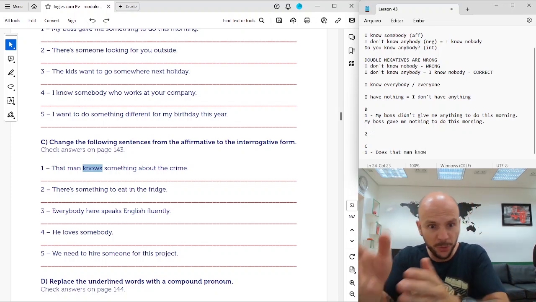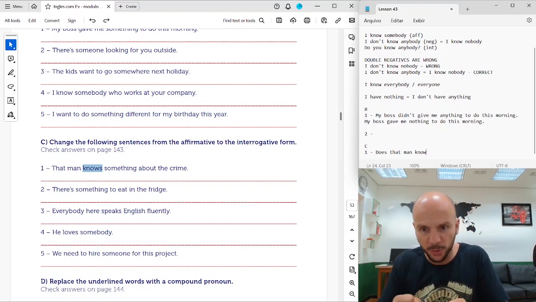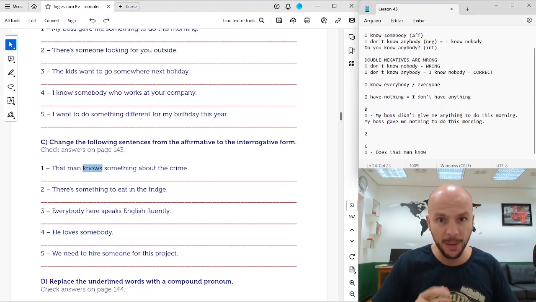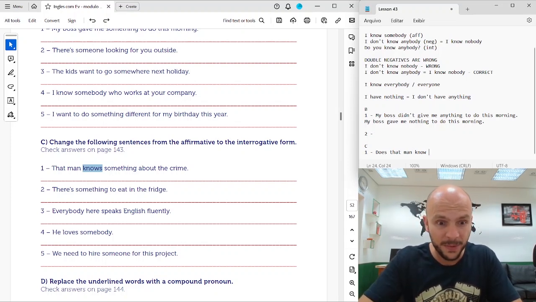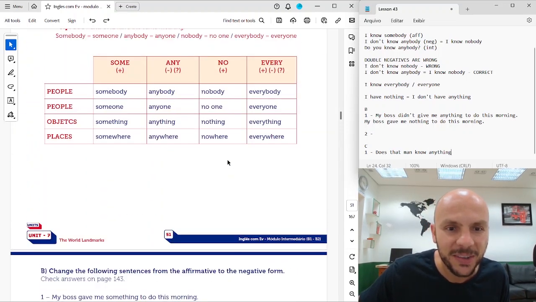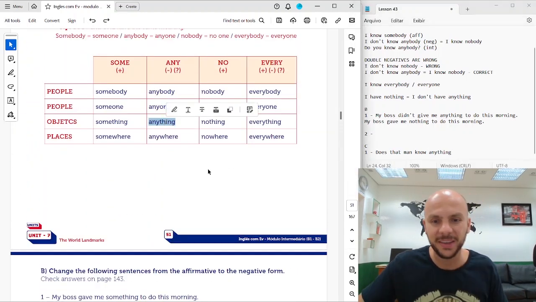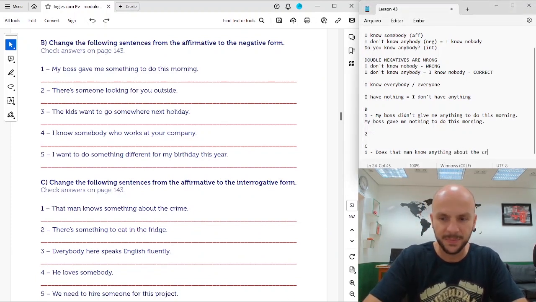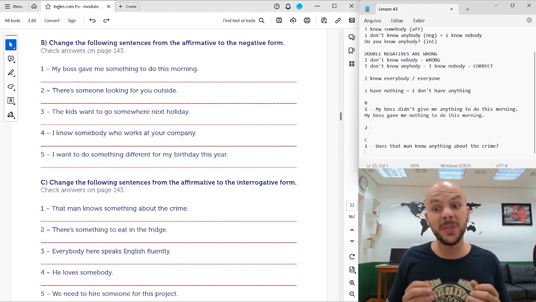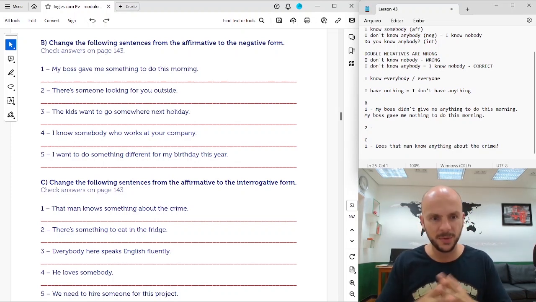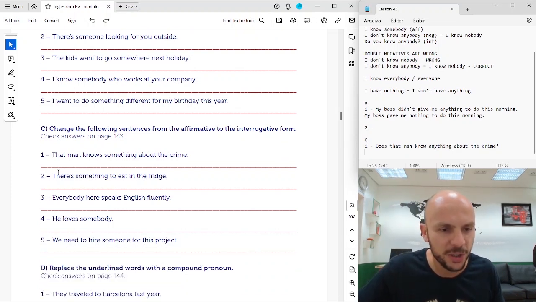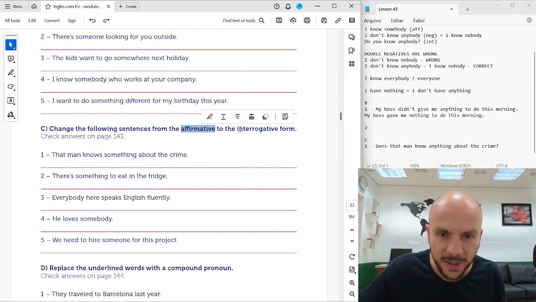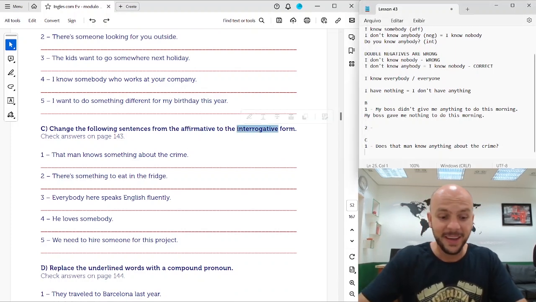Eu tiro o S do verbo e jogo lá para auxiliar. Eu tiro o S do knows e jogo lá para o does, para auxiliar. You remember that, right? Does that man know anything? It's a question. Anything about the crime. Okay? Does that man know anything about the crime? All right? And now you're going to change the other sentences from affirmative to interrogative. Okay? And then letter D.